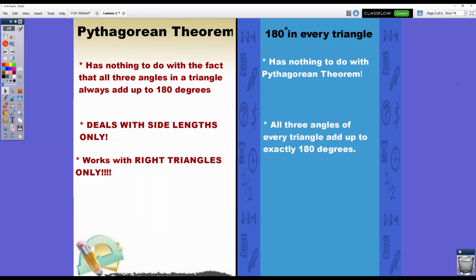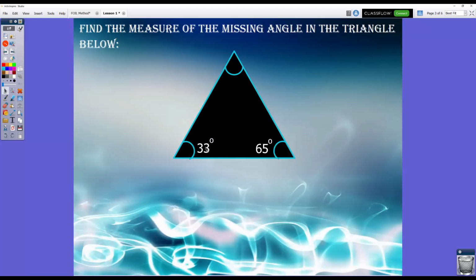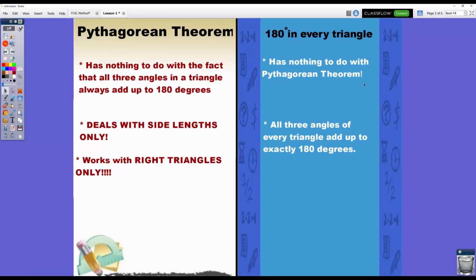Now, the other assignment we did, where we talked about how all three angles inside a triangle add up to 180 degrees, is something completely different from the Pythagorean theorem. The three angles of any triangle, it doesn't matter if it's right, isosceles, acute, obtuse, equilateral, whatever, have nothing to do with the Pythagorean theorem, and it works for every triangle. So these are two very different skills.